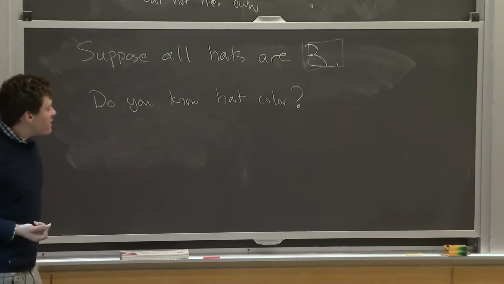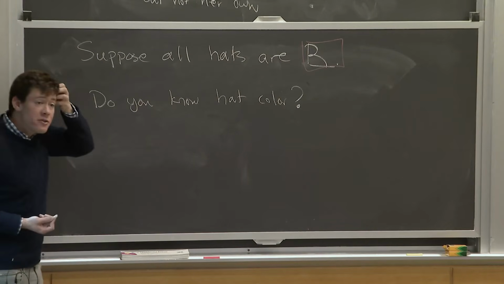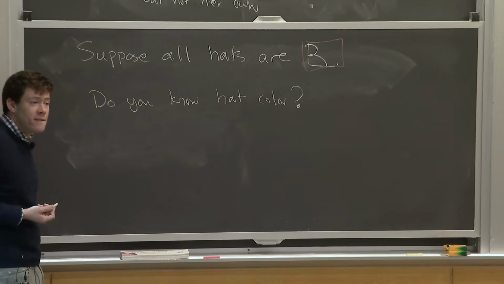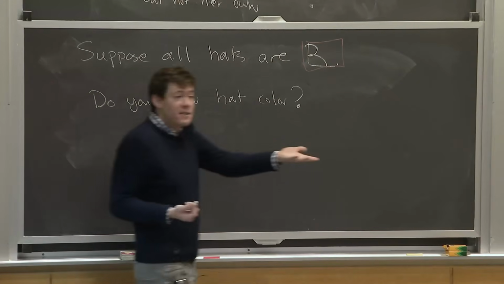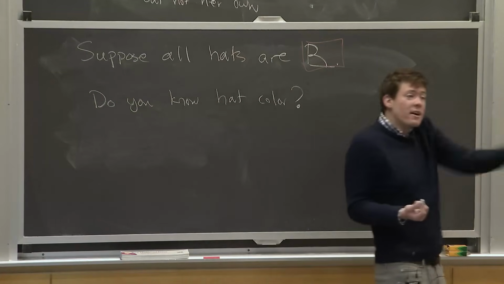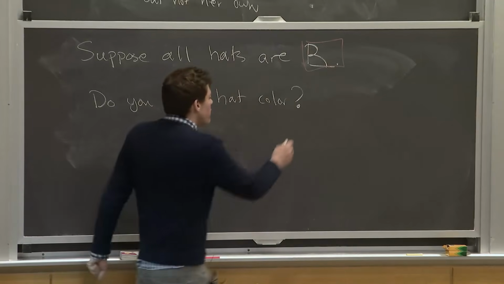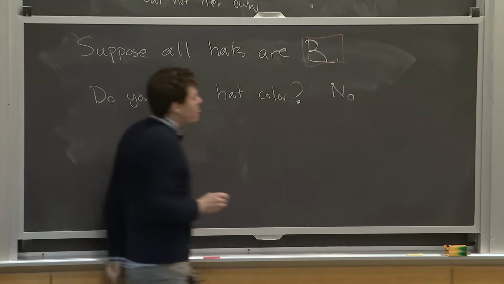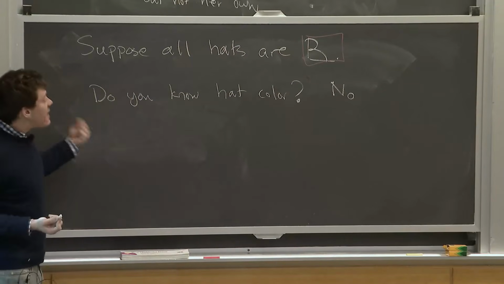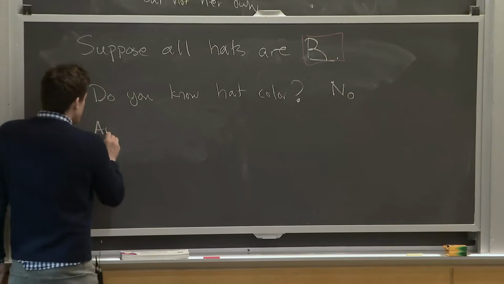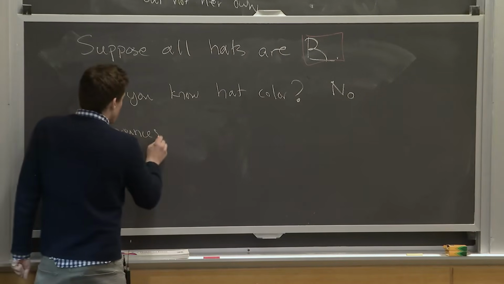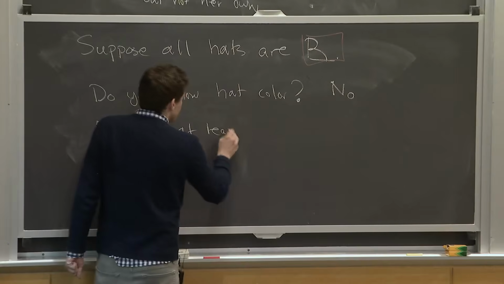What would the students' answer be if they're truthful? They look around. Do they know their hat color? No, right? They can see other people's hats, but they can't see their own. They know others' hat colors. They don't know their own. So do you know your own hat color? The answer is no. Then the teacher makes an announcement. The teacher announces, at least one hat is red.